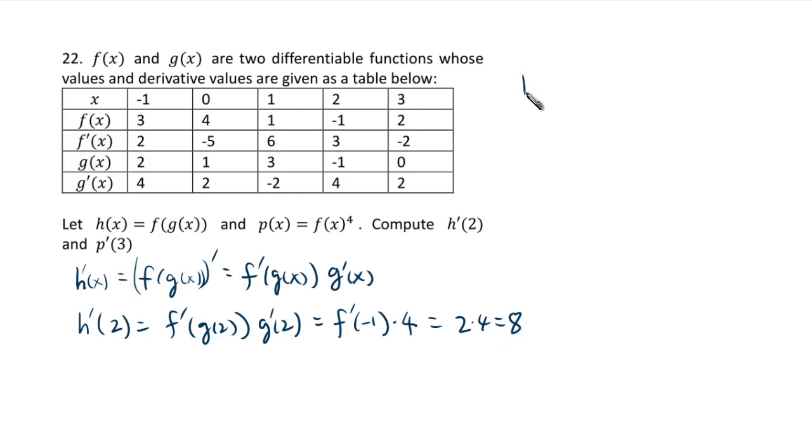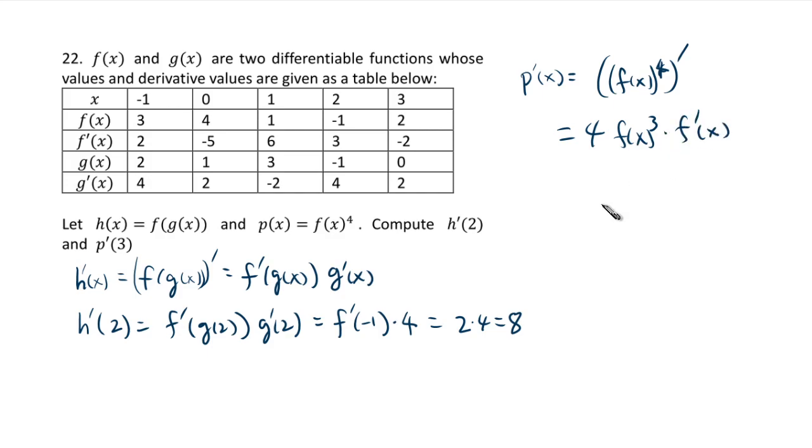Now let's do the same thing for p of x. P prime of x would be f of x to the 4th power prime, where f of x is now the inside function, right? So think about f of x as like a big X. X to the 4th differentiates to 4x cubed, but that big X is f of x, right? So it's 4 f of x cubed times you make a copy of the inside function and you differentiate.